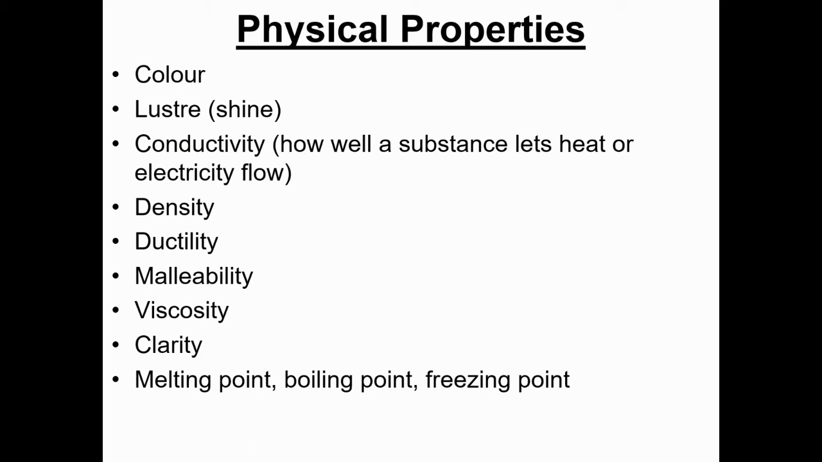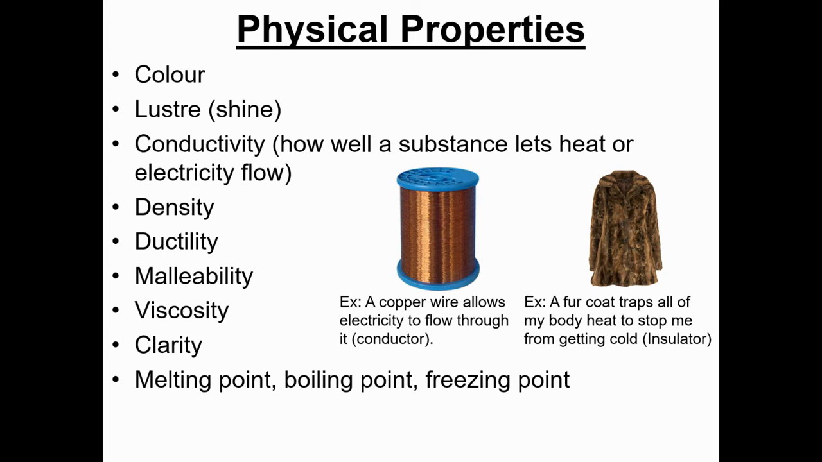Another physical property you can discuss is conductivity. How well does that substance conduct heat or electricity? So if we look over here, we have copper wire. Copper wire is a good conductor of electricity. Electricity flows through it very easily, so we would say it's a conductor. That's the term we would use to describe its conductivity.